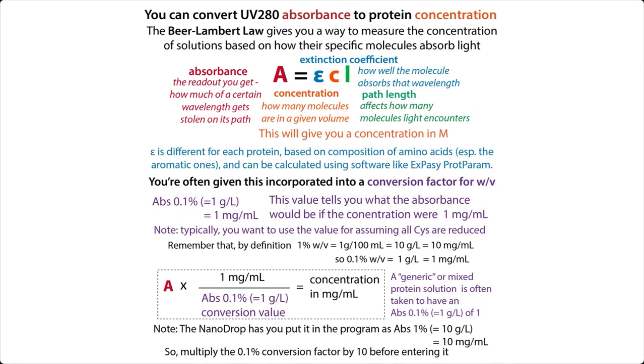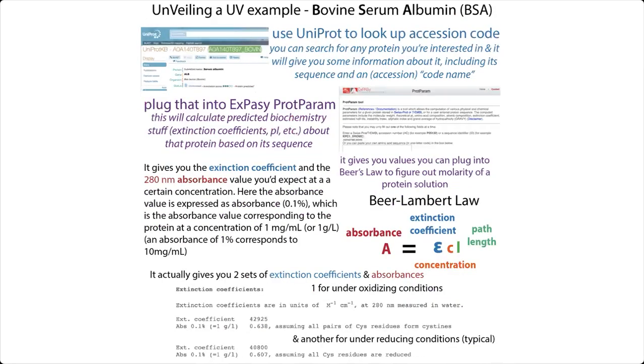But now say you have a protein with a different extinction coefficient, a different molecular weight, and therefore you're going to have a different conversion factor. I'll show you how we can go and find this for any protein, even custom proteins. But here's an example with bovine serum albumin, BSA, which is a common generic protein we use in the lab. You can use this tool called ExPASy ProtParam, and I'll show you how you can access it.